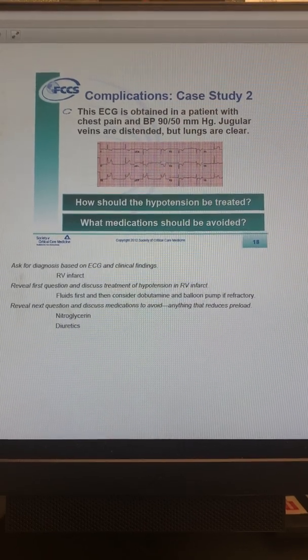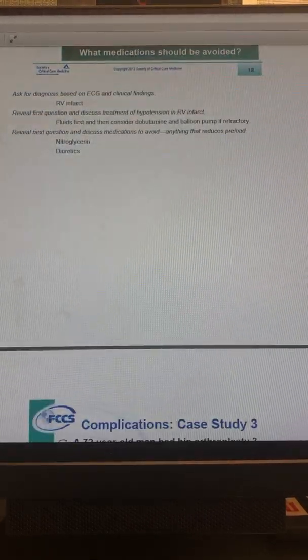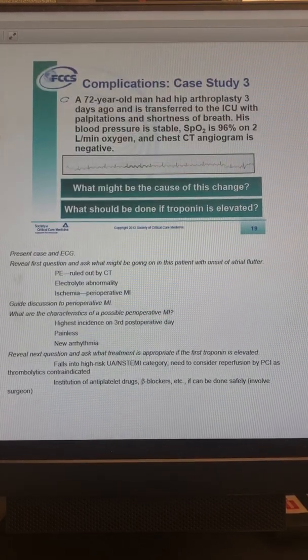But for the most part, the majority of the time, if you have right ventricular failure in association with heart attack, you have to give them a lot of fluids.